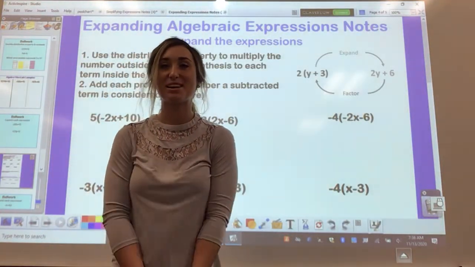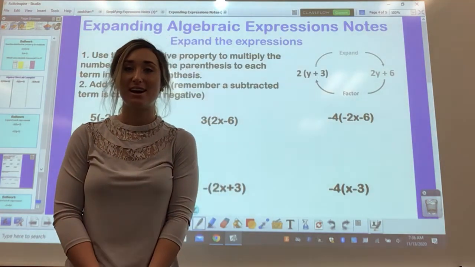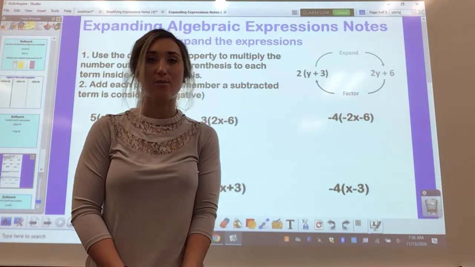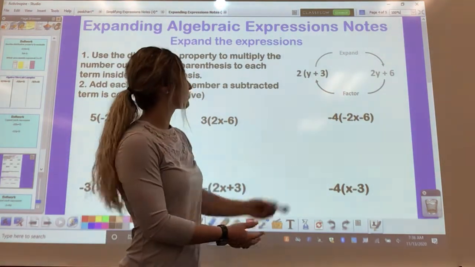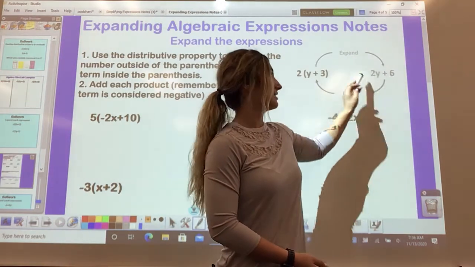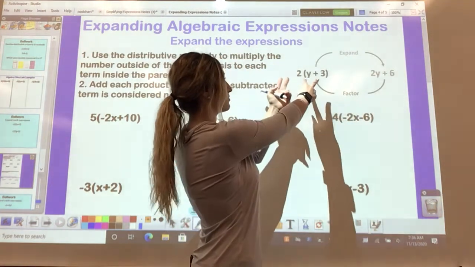Everybody. So today we're going to continue on with expanding algebraic expressions. Yesterday we started this topic by working with the algebra tiles, and we talked about how we're taking an expression in factored form and expanding it so that it's in expanded form. And really all this is multiplication, okay?